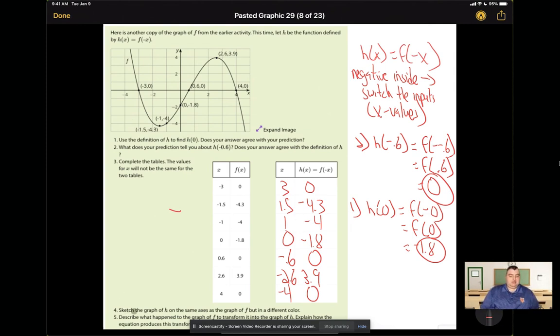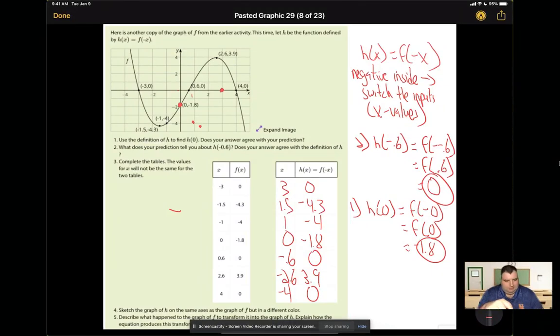Number 4, sketch the graph of h on the same axis as the graph of f, but in a different color. So let's do that. So at 3, we're at 0. Okay. At 1.5, we're at negative 4.3. So that's going to be like down here. At 1, we're at negative 4. Okay. At 0, we're at negative 1.8, so that one stays the same.